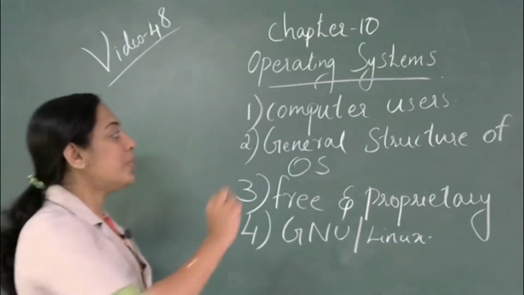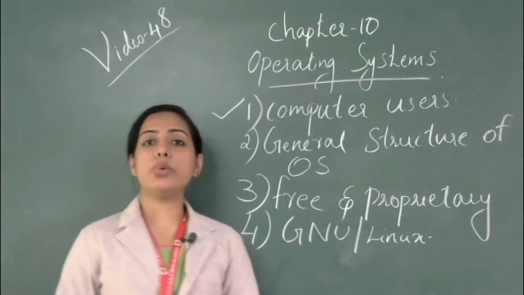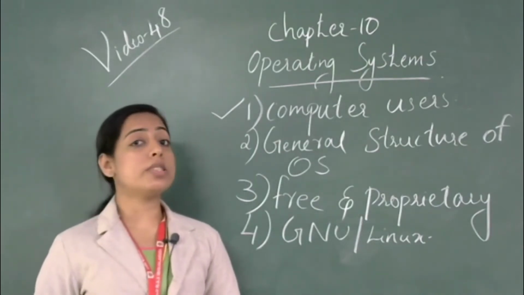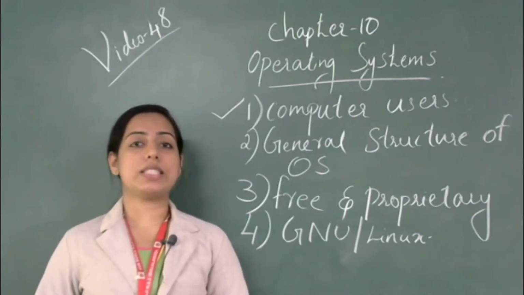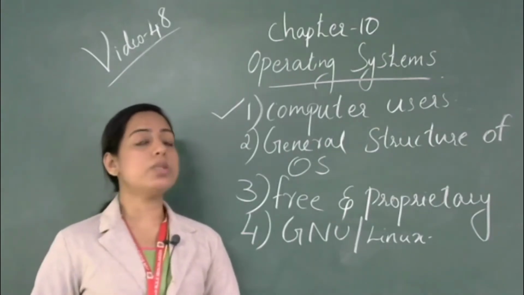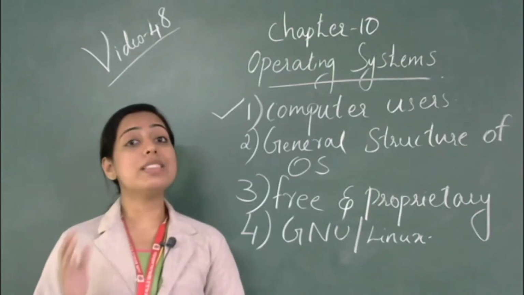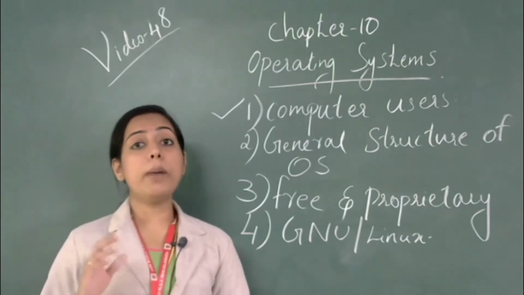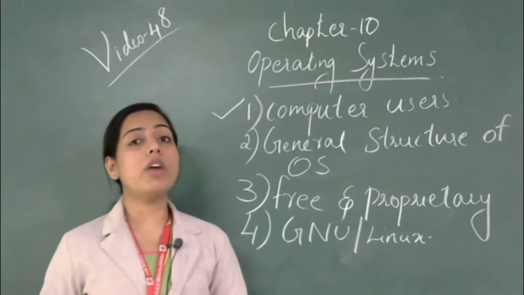Let's start today's class session with the first topic, computer user. User means, as I have already mentioned in my previous class, we, the human beings who are working with this system. Normally mobile phones are built for a single user, but computers are designed for multiple users. Multiple users means more than one user.